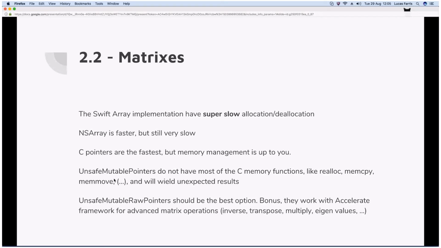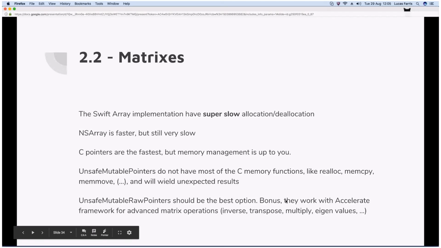So what I mean by crazy stuff is that they're not always going to work as you expected. You're going to have trash data in your arrays. It happened to me a lot. Google does it a lot. And if you actually look at the documentation for unsafe mutable pointers, it says do not use, it's not going to work. So then it tells you to use unsafe mutable raw pointers.